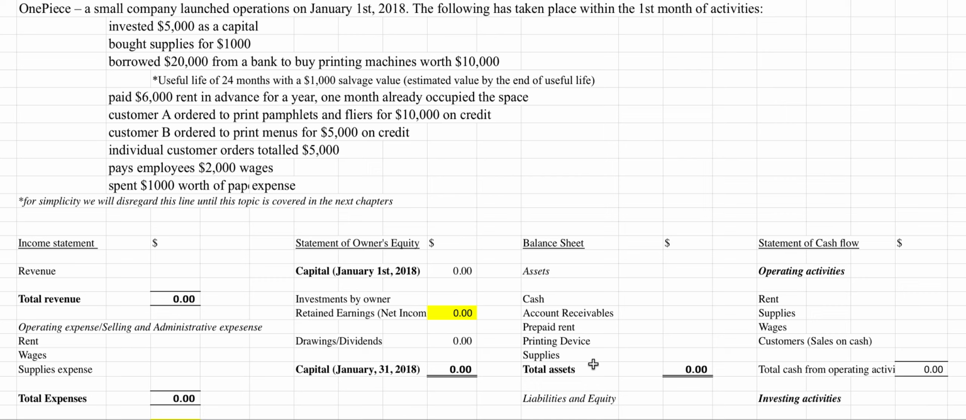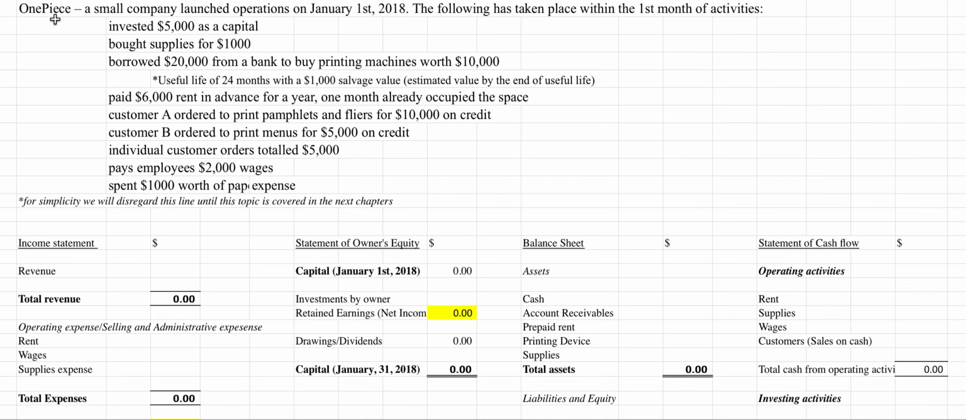Let's take a look at an example with a company that lists its own financial statements. We have here an income statement, a statement of owner's equity, a balance sheet, and a statement of cash flow. In this small case example, I'm going to demonstrate how each line of transaction is going to affect and change each of these financial statements.